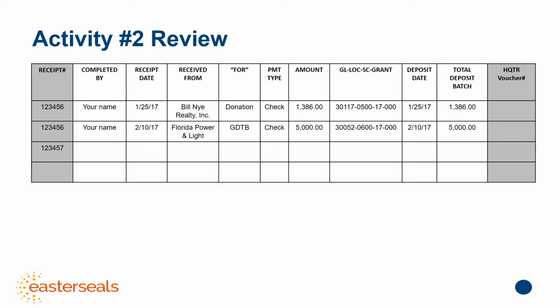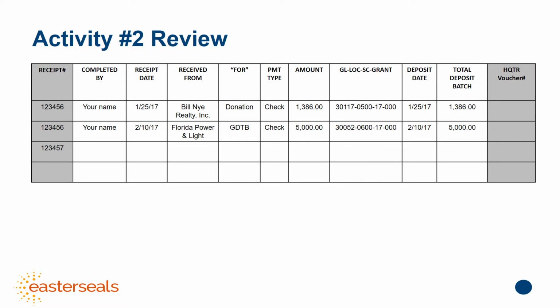For the first receipt, you will put who completed it, your name. You put the receipt date, which was 1/25/17. Bill Nye Realty was who it was received from. It was a donation. The payment type was a check. Your amount's 1386. You'll put the GL code that you wrote on the receipt, and then the deposit date, which should be the same day the money was received. And that total deposit batch was just that one check, so it was 1386.